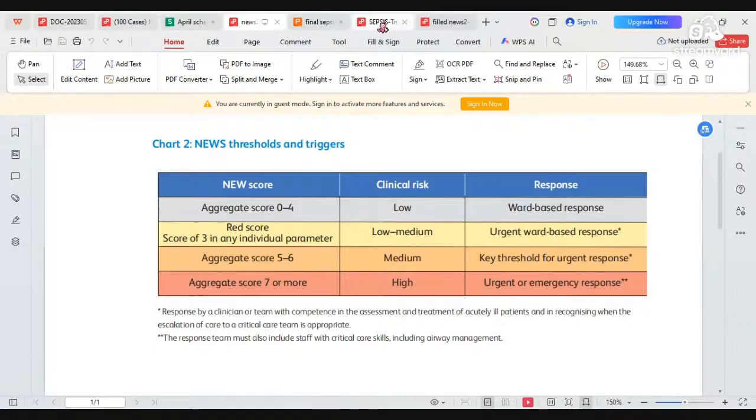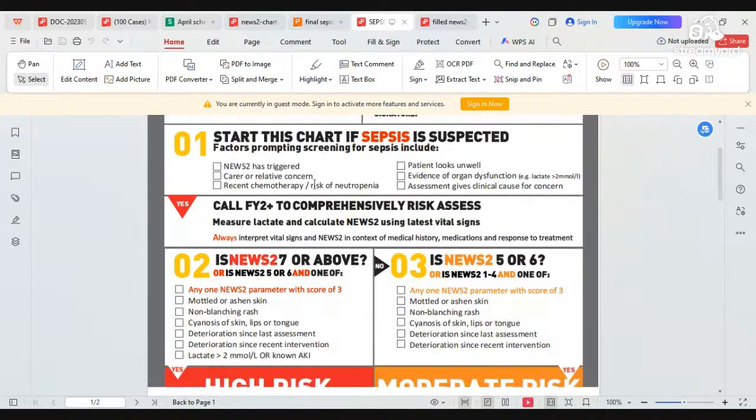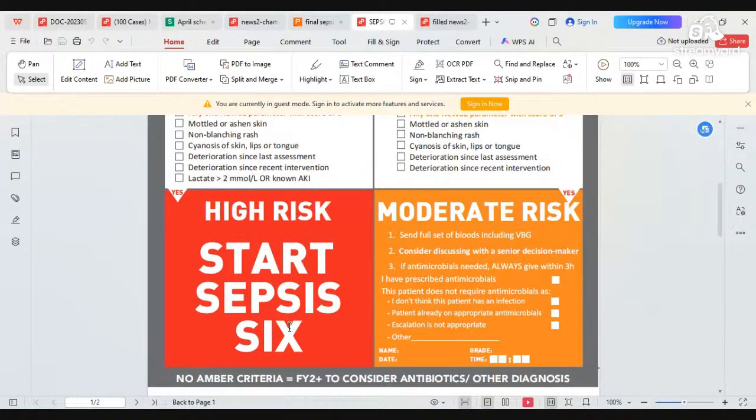Now, we are dealing with sepsis, I know. So if you refer to your sepsis screening tool, you will find out, number 1, you're starting with this chart. Basically, from O2 here, you find out that this patient is above 7. We don't know about her lactates, but because this patient is above 7, she's high risk, so you need to start your sepsis 6 immediately.